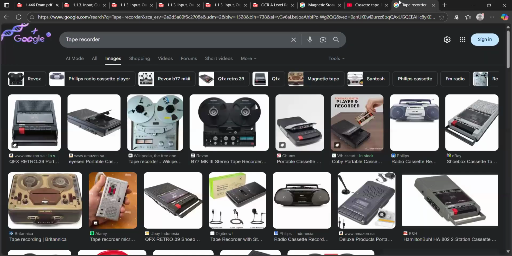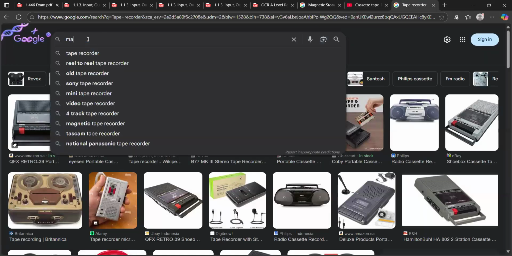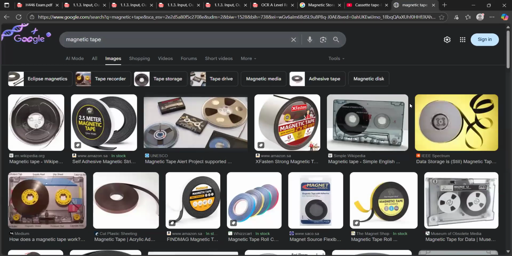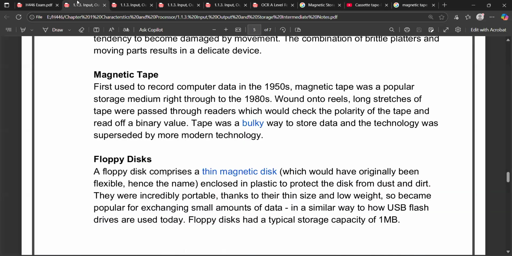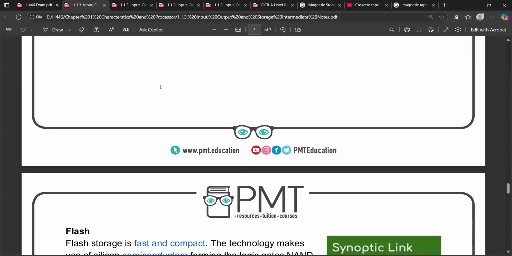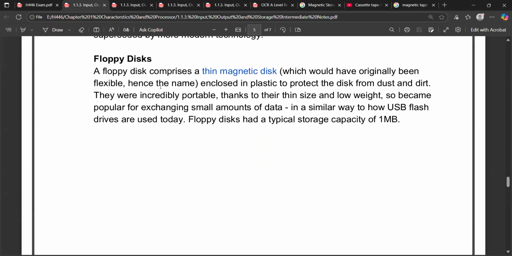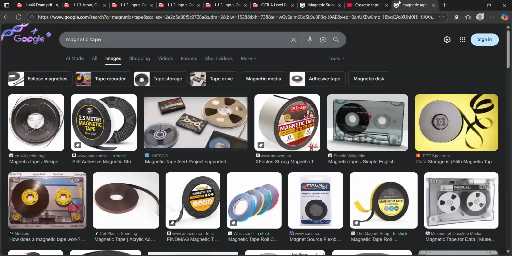But there were actually many examples of magnetic tapes back in that time. So this was an example of this. All of these were magnetic tapes because they used the reels. Then after that, we had the option of floppy disk.